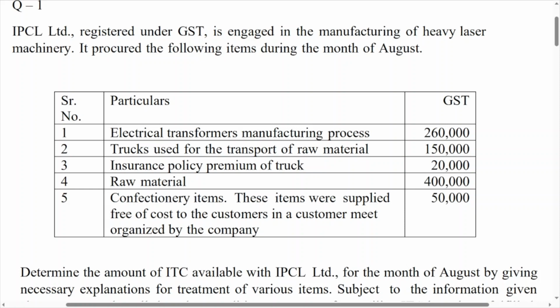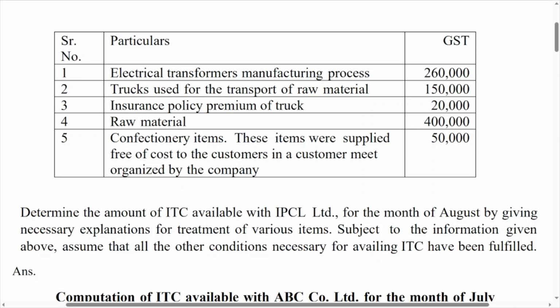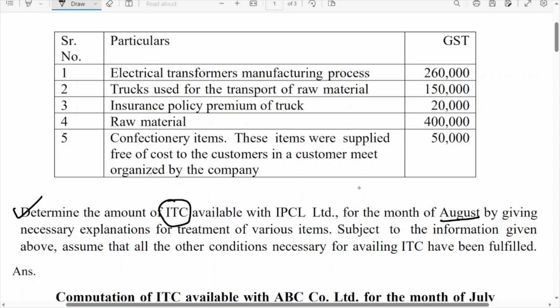But now these five transactions are given. In these five transactions, you have to determine the amount of ITC available with IPCL Limited for the month of August, by giving necessary explanation for treatment of various items subject to the information given above. Assume that all the other conditions necessary for availing ITC have been fulfilled.